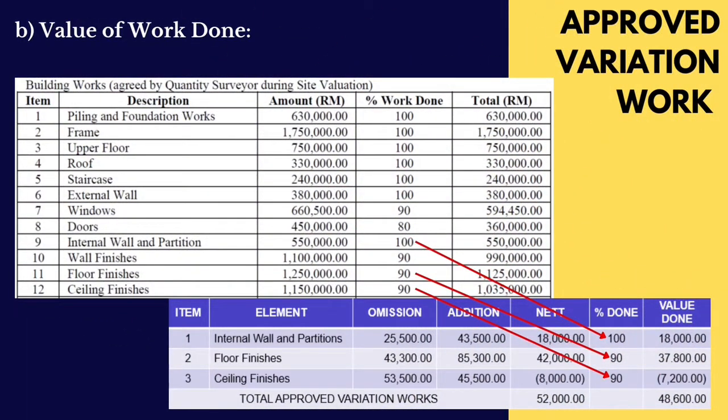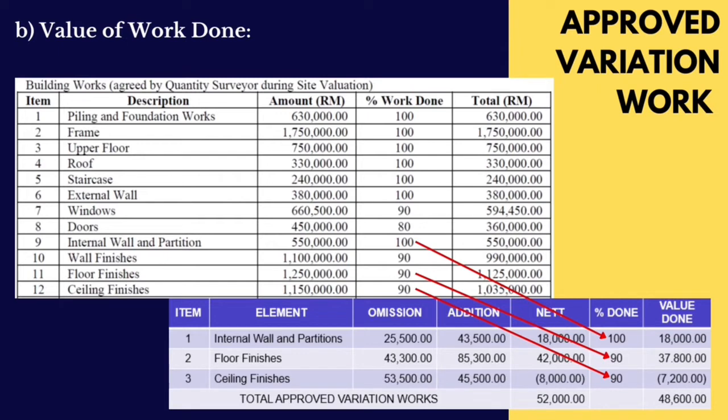Calculation of value of work done for approved variation works. In the example shown on this slide, there are 3 items approved for variation work, which are internal wall partitions, floor finishes, and ceiling finishes. How to obtain the total net for these items? Firstly, the addition value shall be minus the omission value. If the addition value is less than the omission value, the net value obtained will be negative. Then, the amount of net will be multiplied with the percentage of work done to get the value done for the element.